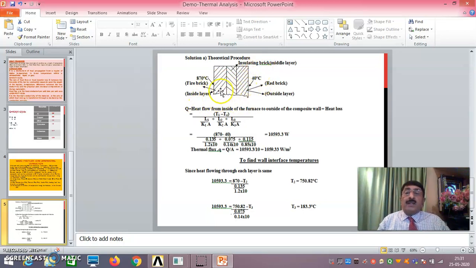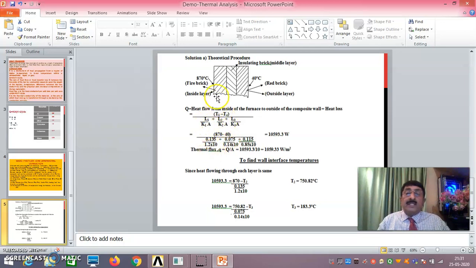Okay, and I have given different fire brick, insulating brick, red brick, outside layer, inside layer, and all that. Inside layer, as you know, it is subjected to 870. Outside layer is subjected to 40 degrees. Now, you see, theoretically, how you do is 870 minus 40. Okay, 870 minus 40 divided by L1 by K1A.